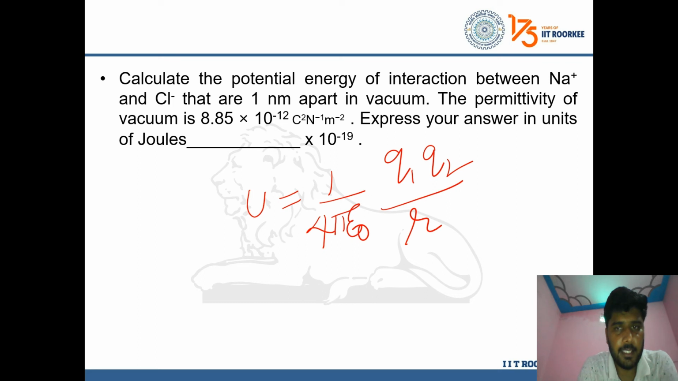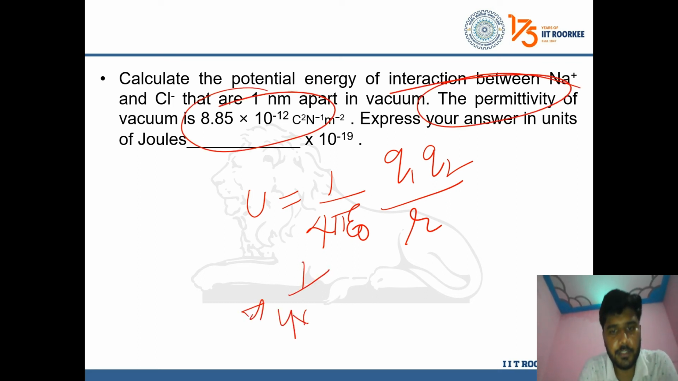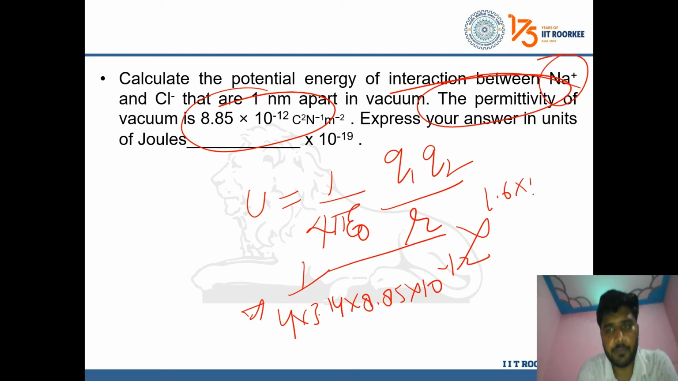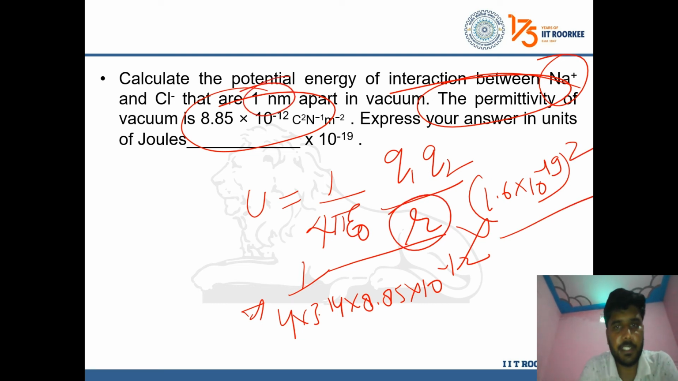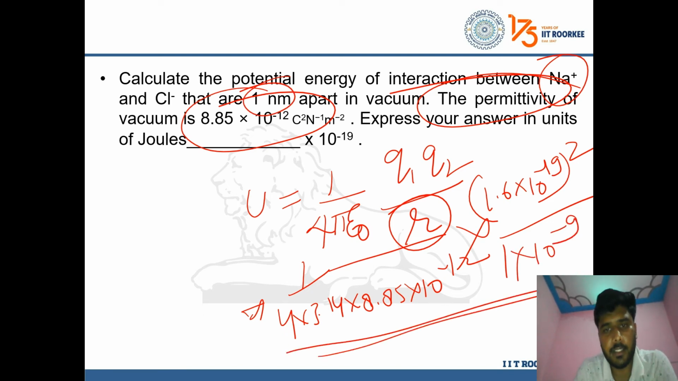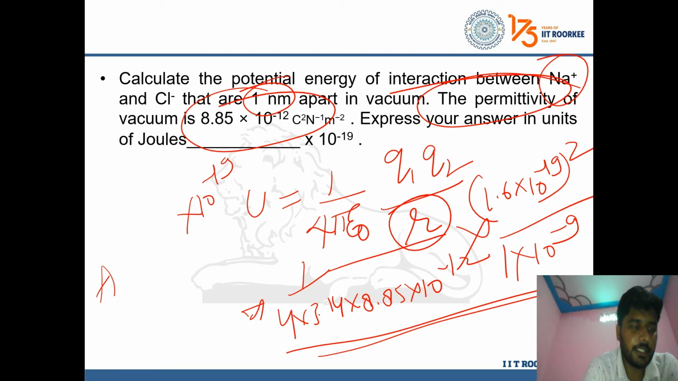Okay, and the permittivity of vacuum is given here. You have to put the value of 8.84 into 10 raised to minus 15, and the charge will be 1.6 into 10 raised to minus 19, because only one charge is there, and r is 1 nanometer apart, so 1 into 10 raised to minus 9. Okay, and you will get simply the value in joules, but the multiple of 10 raised to minus 19.